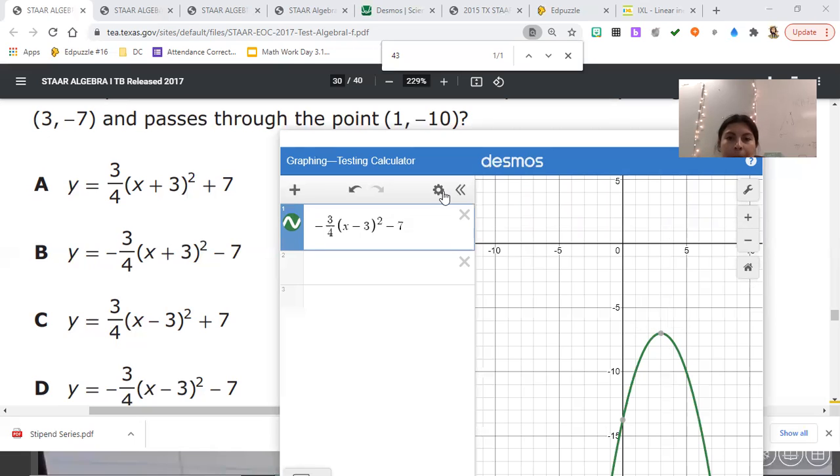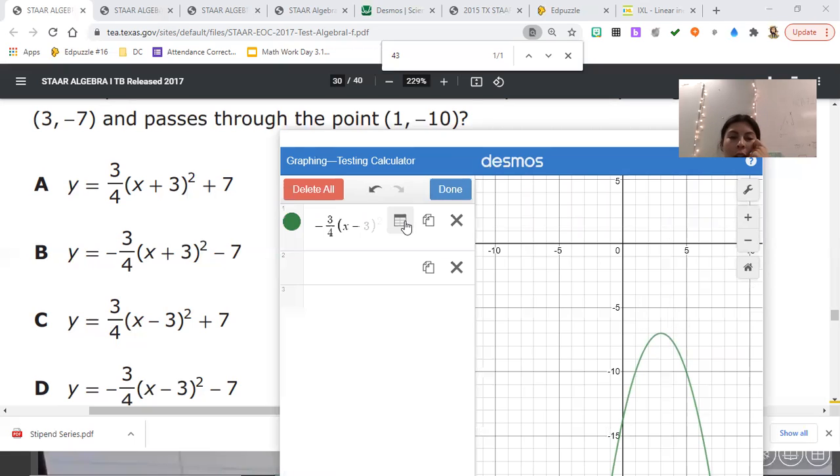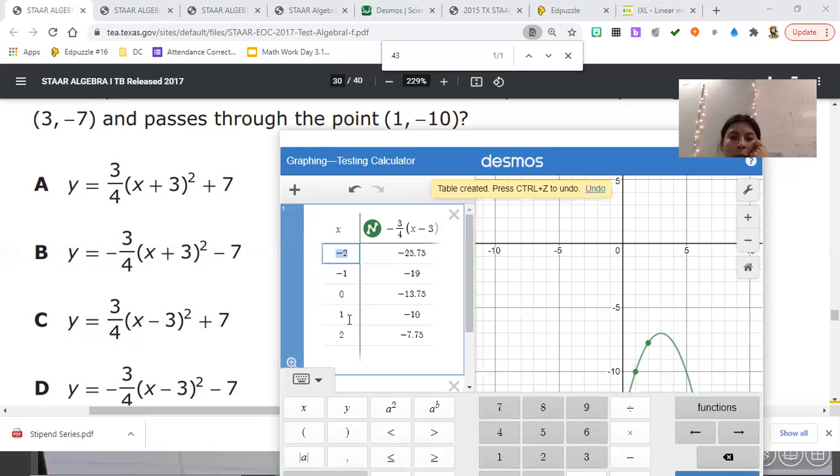Here's how you can check. You click on the little circle. You click on the table. And then you find one. And you can see here it's the same point as this. Okay. So anytime you have an equation, you can make a table and check the points.